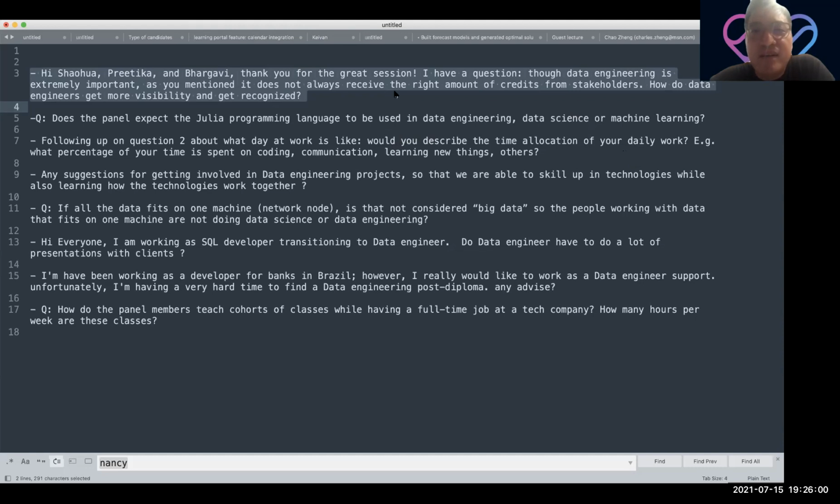And I think we have our assistant instructor Zen, who just joined as well. So Zen, feel free to jump in as well. Hey, hi Zen. So yeah, it does not always receive the right amount of credit from stakeholders. How do data engineers get more visibility and get recognized?